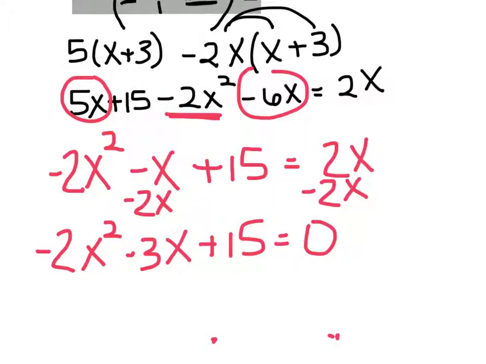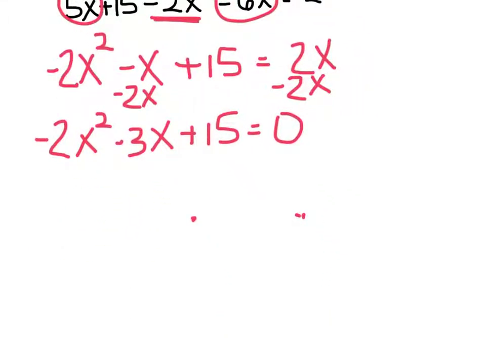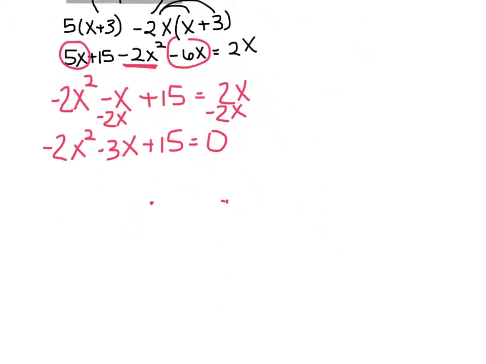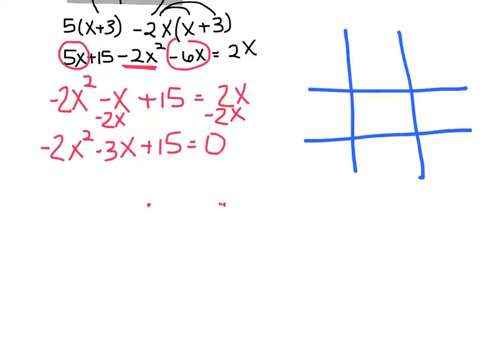Now there's nothing I can pull out of each value here, so I will be doing some tic-tac-toe factoring. So let's see if this will work. Okay, so if I try to tic-tac-toe, my A value goes in the upper left corner, so that would be negative 2. My C value, which is 15, would go right here. And then I just multiply straight across, so that's negative 30.